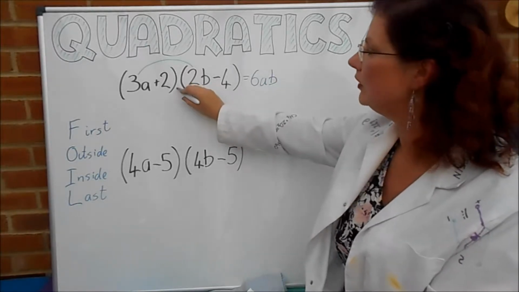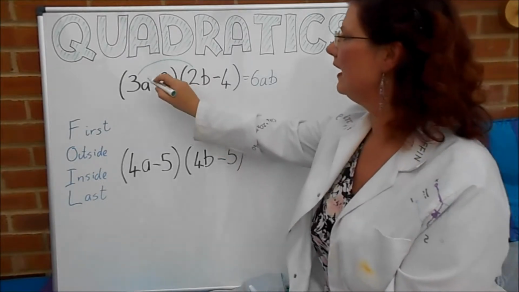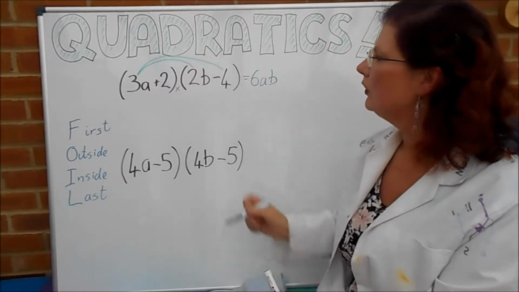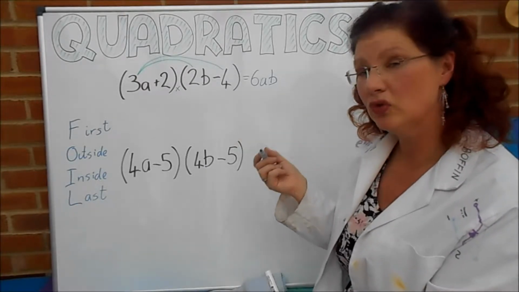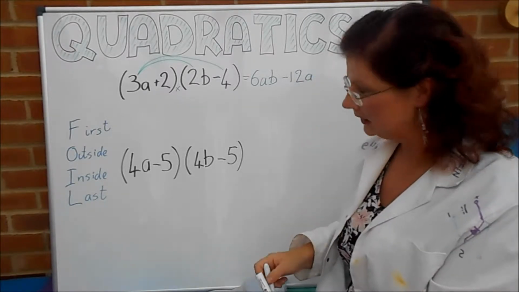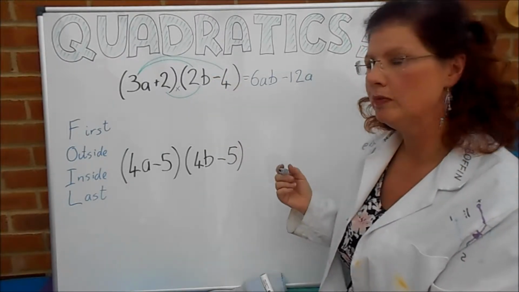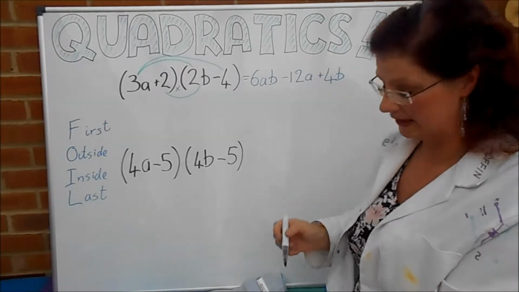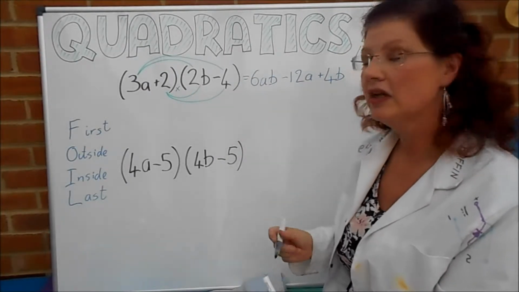Remembering, of course, these things are multiplied. If there's no sign, it's a multiply. So that's the first things multiplied. Then the outside pair. 3a times negative 4. That gives negative 12a. Next thing is the inside ones. So that's 2 times the 2b, that gives you plus 4b. And finally the last ones, we have a 2 times a negative 4.